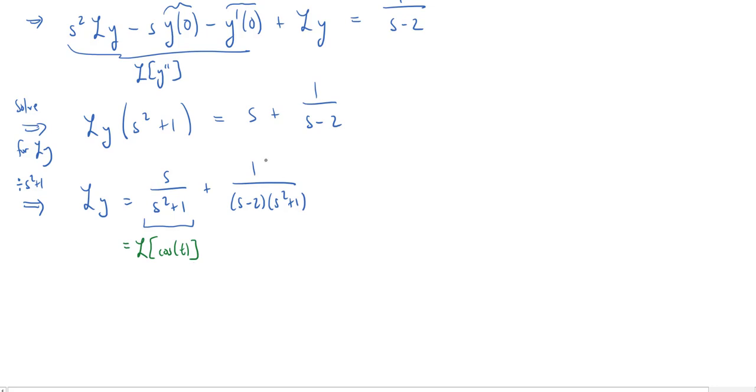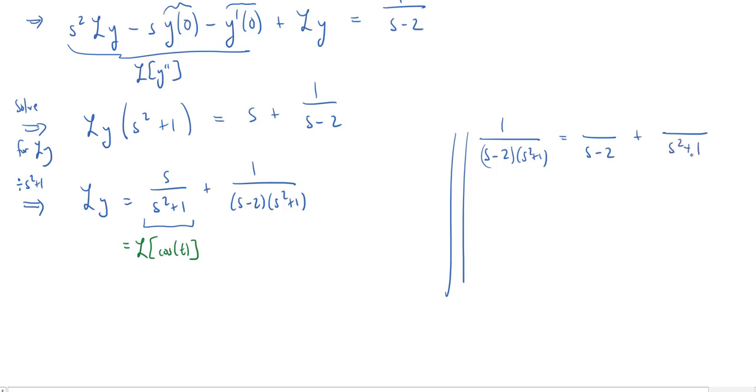But this second piece, maybe not quite ready to be done with that, right? So I'm going to want to break this up, and I'm going to use partial fractions to do so. So let's come over here, take 1 over s minus 2 times s squared plus 1, and we're going to want to break that up into two pieces. We have an s minus 2 piece, and since s squared plus 1 is an irreducible quadratic, we can't factor this over the reals. We just have to leave it as s squared plus 1.